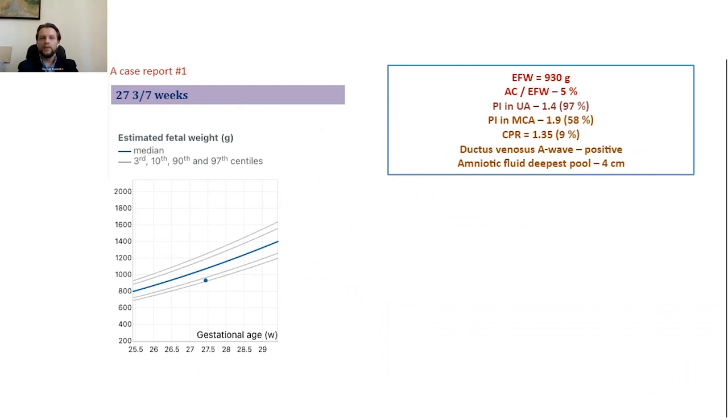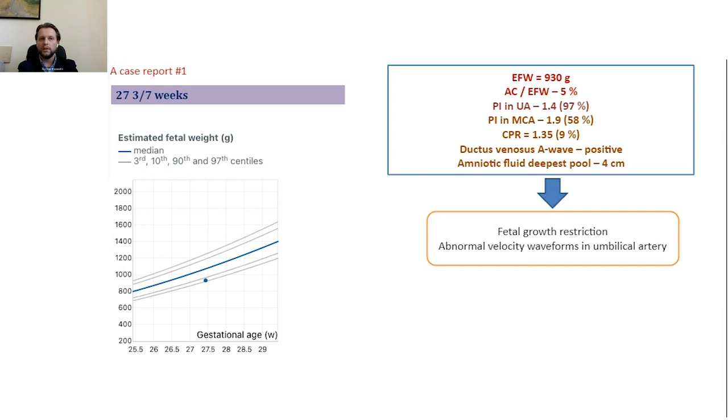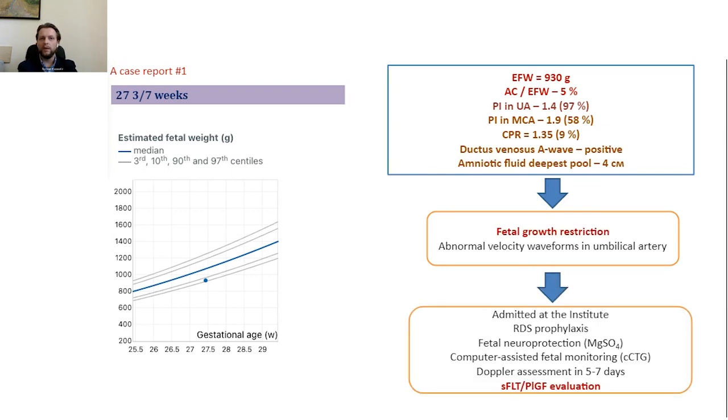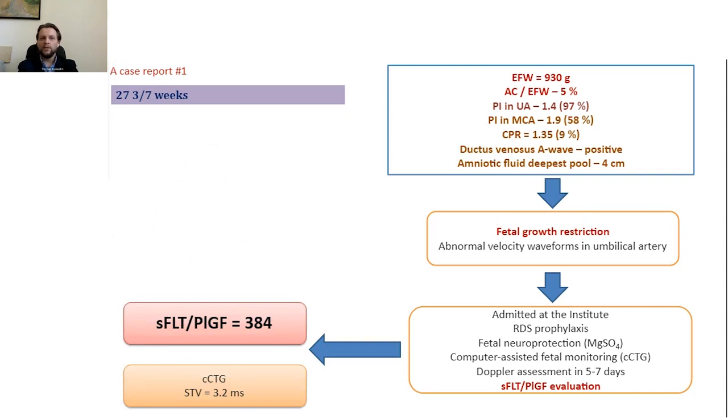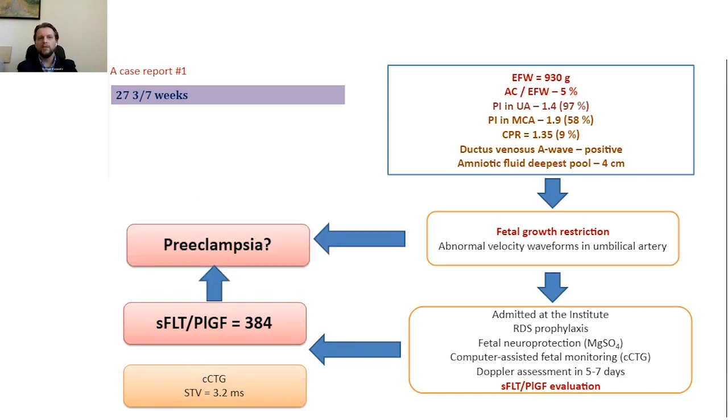At 27 weeks, we detected that abdominal circumference and estimated fetal weight were at the 5th percentile, and uterine artery pulsatility index was more than the 95th percentile, CPR normal, ductus venosus A wave positive, and amniotic fluid was normal. A diagnosis of fetal growth restriction was made, and the woman was admitted to the institute. We performed RDS prophylaxis, infusion of magnesium, computerized CTG, Doppler assessment, and sFlt-1/PlGF evaluation. You could see a normal range of CTG and an extremely high level of sFlt-1/PlGF ratio, and of course, we suspected preeclampsia.